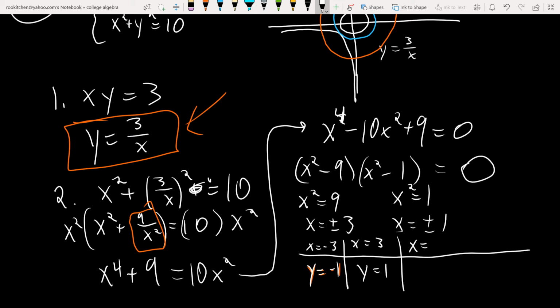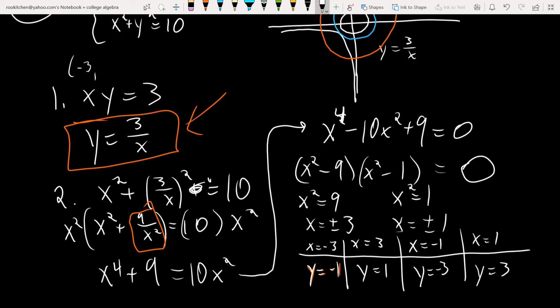Then x equals -1, so 3 over -1 is y equals -3. And then x equals +1, 3 over 1 is y equals 3. So it looks like we have the 4 solution case. Let me write those up.